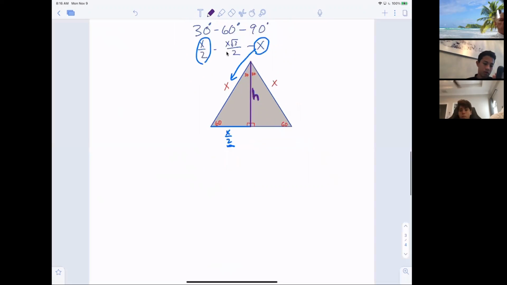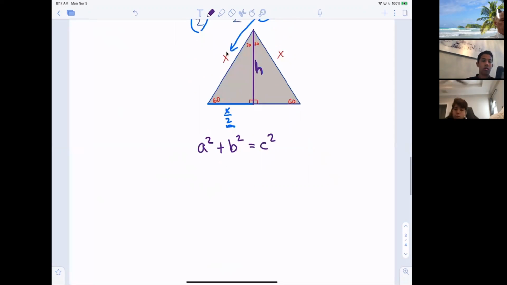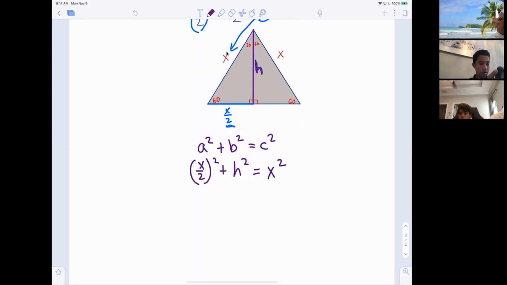Now again, watch how simple this is. I want everybody, well not everybody, just watch me. A squared plus B squared equals C squared. Somebody tell me what A could be. X over 2, I like that. What's B? The height. And what's C? Wow, look how easy that is.